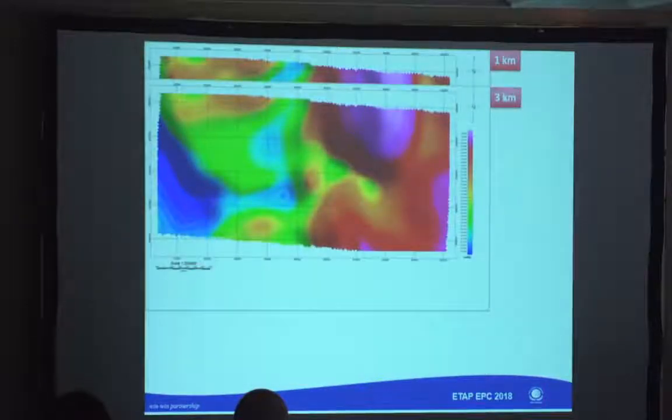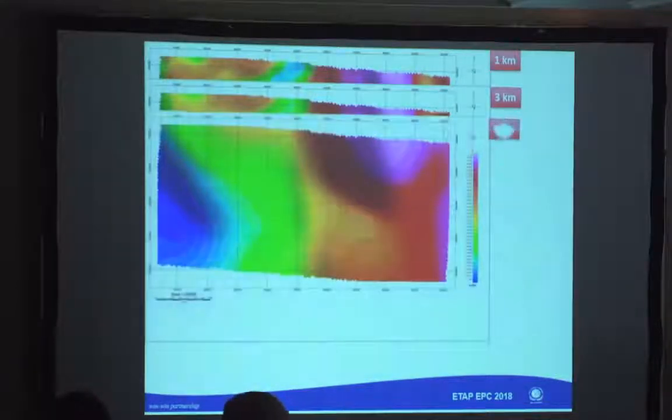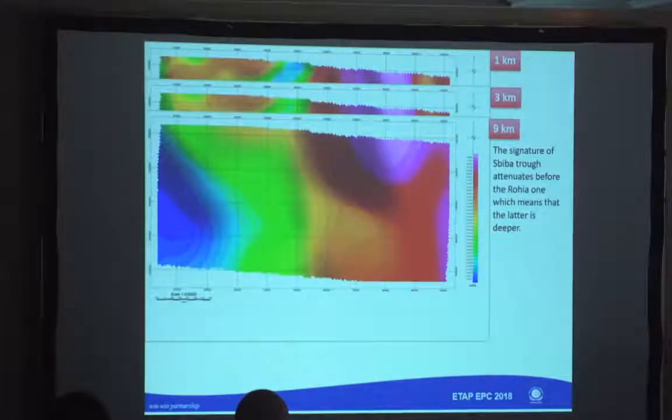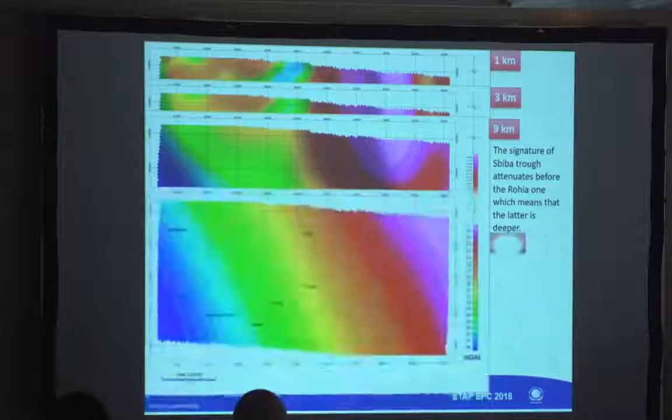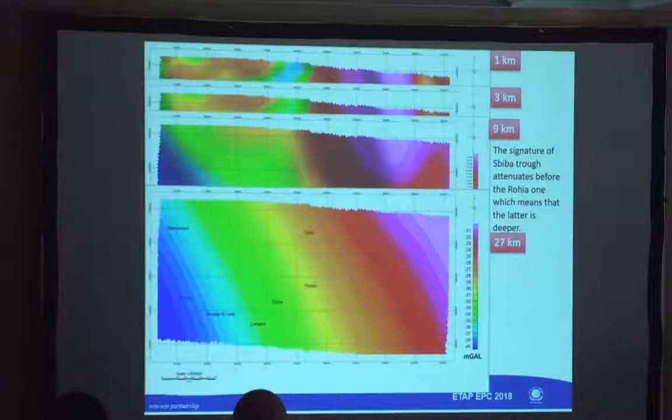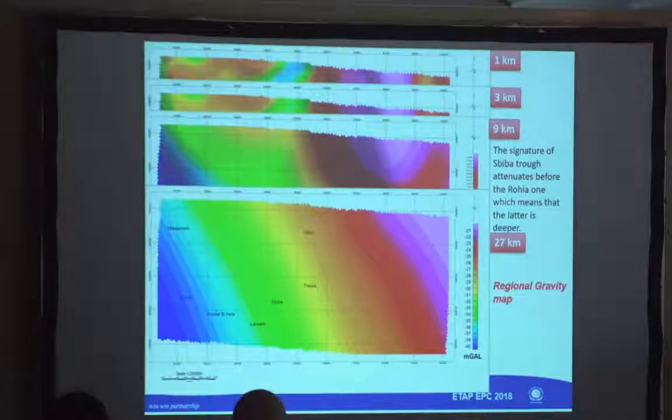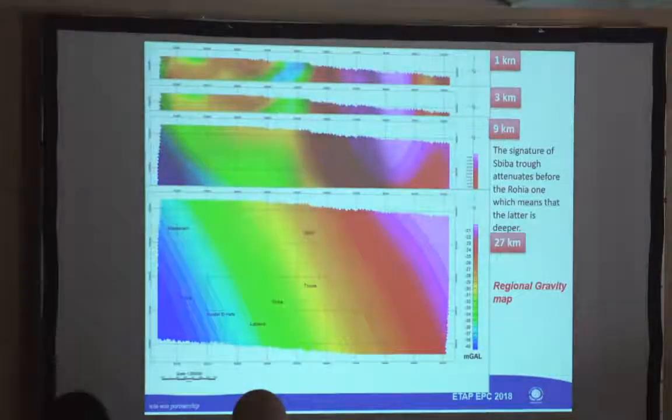At 3 kilometers of altitude, we notice that the signature of Qudit al-Halfa disappeared. At 9 kilometers, we clearly see that the signature of Sbiba Trough disappeared, but Rohiyya persists. This can be explained by the Rohiyya Trough possibly being deeper than Sbiba. At 27 kilometers, the isogal curves are still parallel and there is no difference, so we can consider it as the regional gravity map.